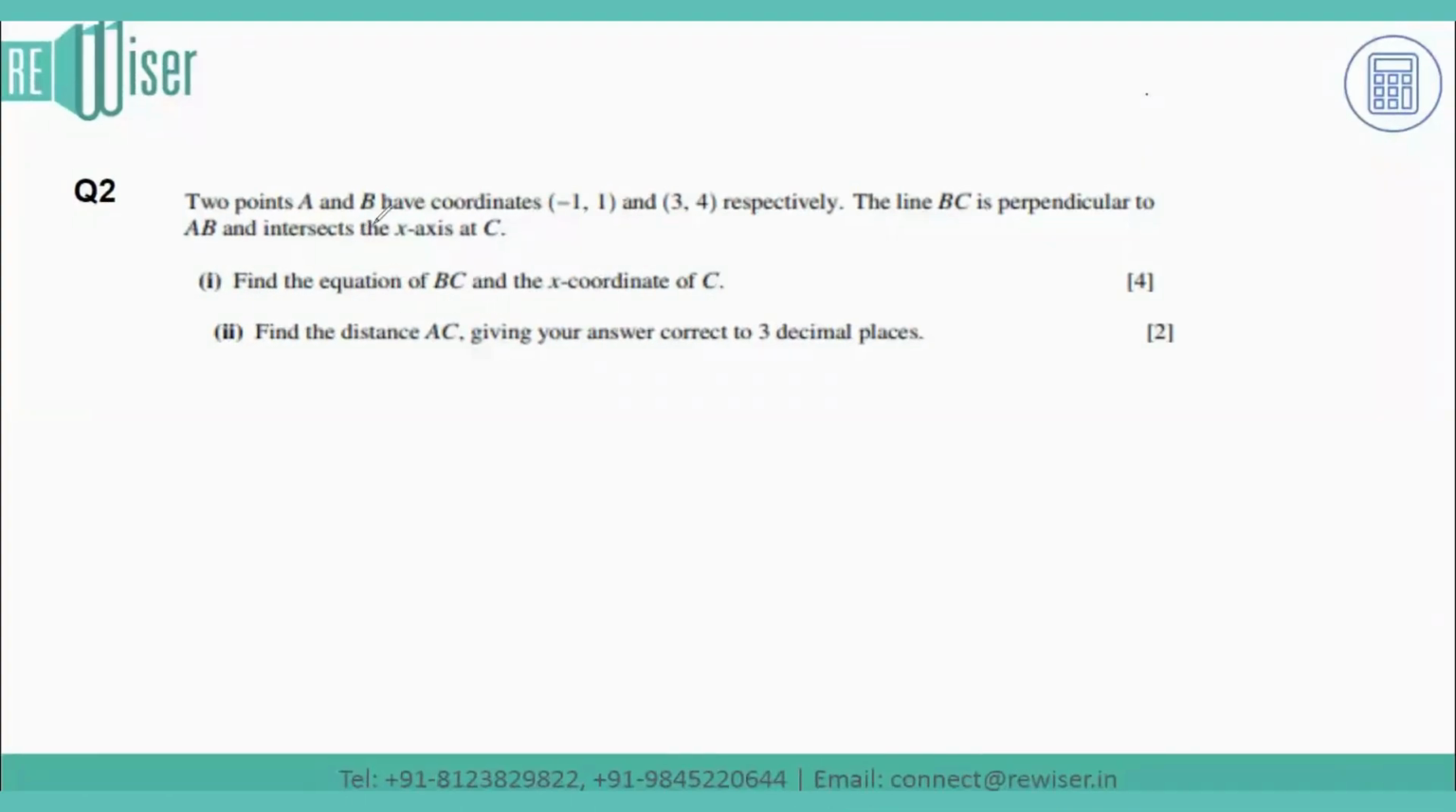Hello students, 2 points A and B have the coordinates -1, 1 and 3, 4 respectively. The line BC is perpendicular to AB and intersects the x-axis at point C.